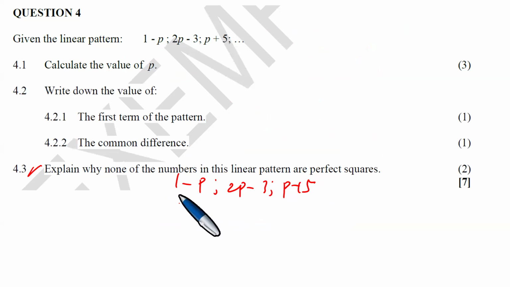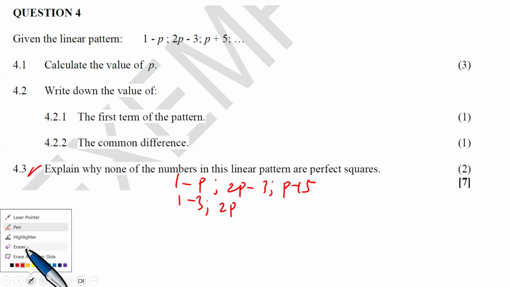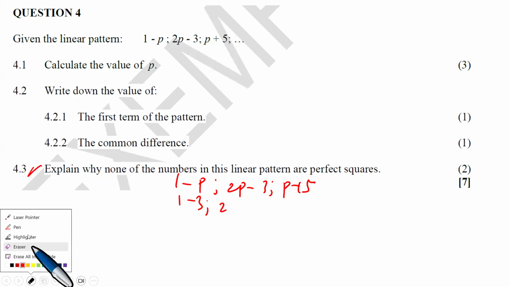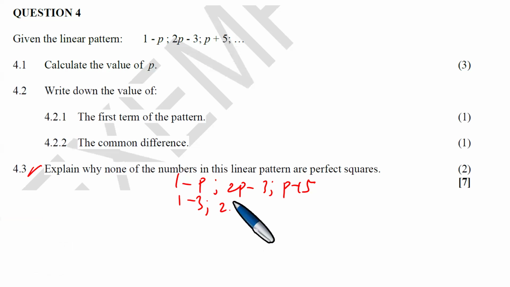p is 3. So you have 1 minus 3 here. You have 2p, and p is 3 as well, so 2 times 3 minus 3, and then this one is 3 plus 5. 1 minus 3 is minus 2. 6 minus 3 is 3. 3 plus 5 is 8.